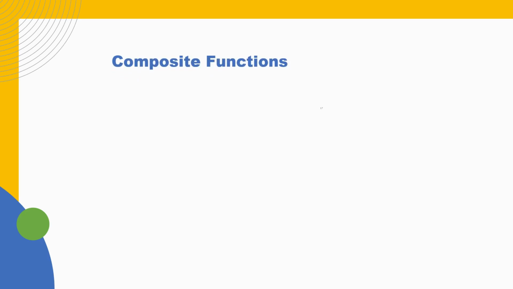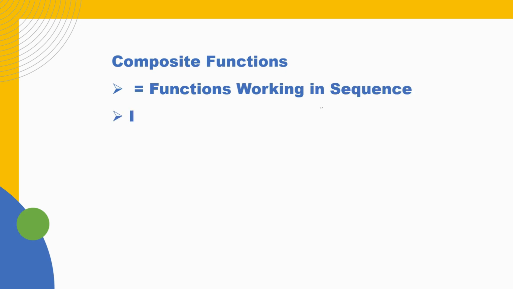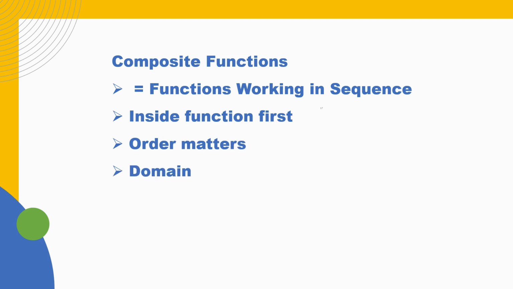Composite functions are not scary formulas. They are simply functions working step by step. One function changes the value, the other function acts on that changed value, and once you understand that, composite functions finally make sense.